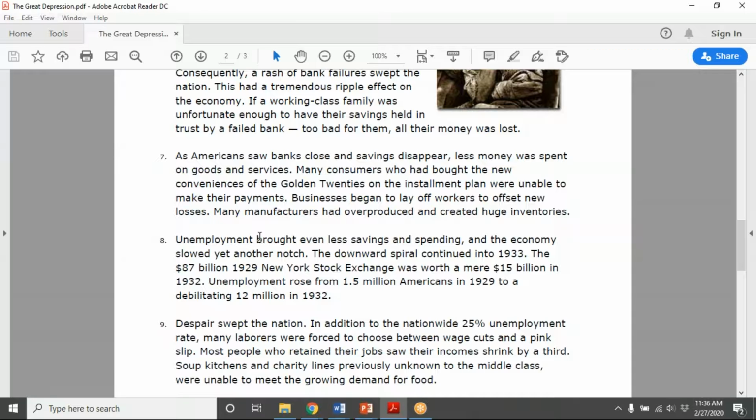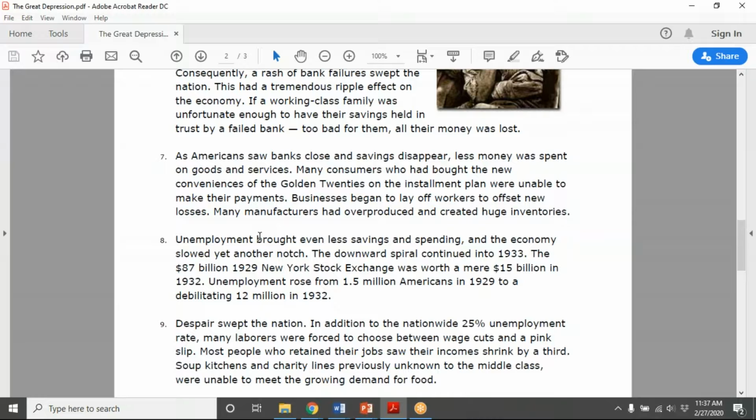Okay, and the next paragraph says it's 25% nationwide unemployment. So unemployment skyrockets, companies are going under. So that means, as that paragraph says, it's a downward spiral. The problem is getting worse and worse and worse.